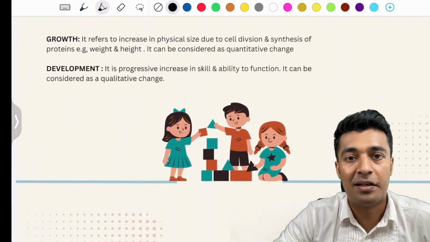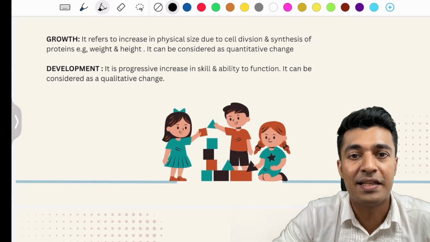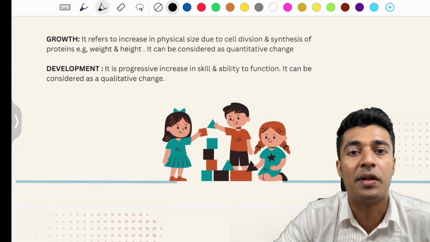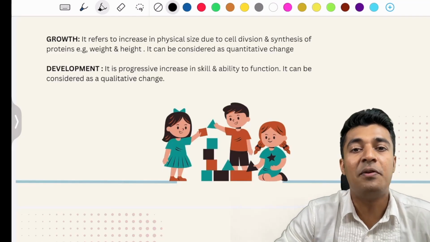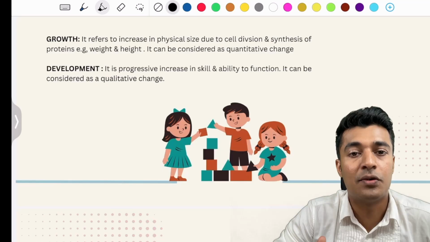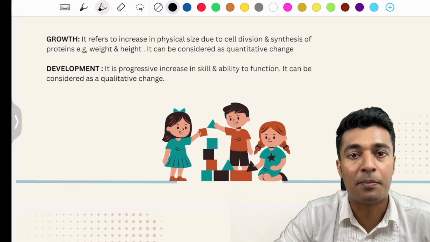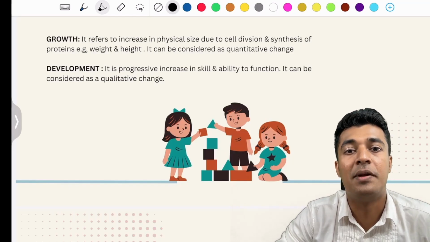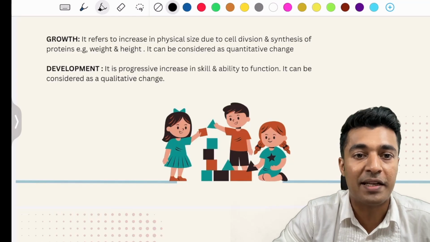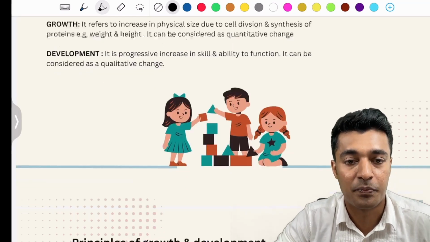What is growth? Growth refers to an increase in the physical size by cell division and protein synthesis. The example for that is the weight and the height. So it can be considered as a quantitative change, whereas development is a progressive increase in the skill and ability to function. So it can be considered as a qualitative change.